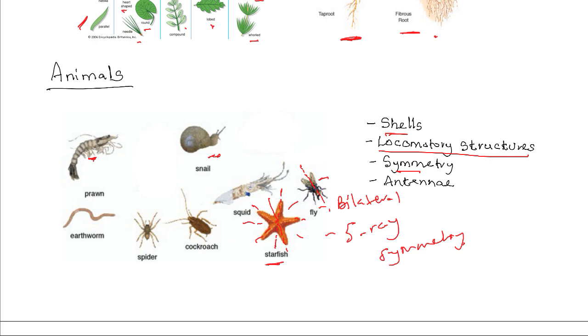And you can also consider the presence of sensory structures like the antenna. Here the squid has an antenna, the cockroach, and the prawn. These have antennas for sensitivity. So those are some of the features that are used to classify animals into groups.